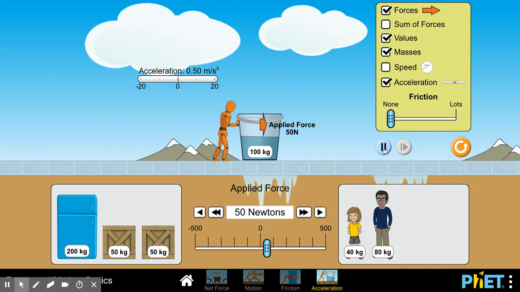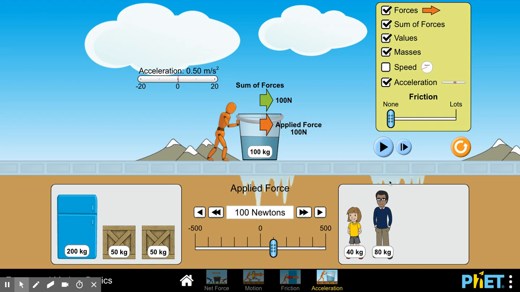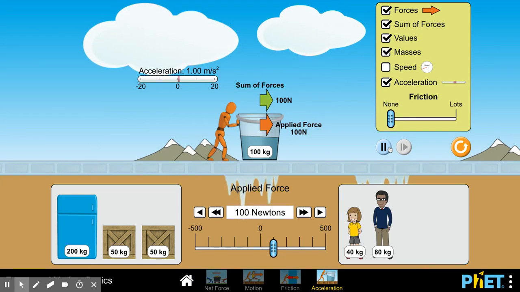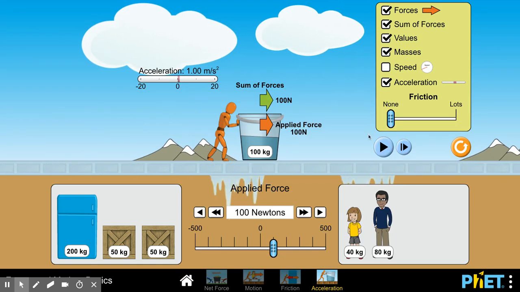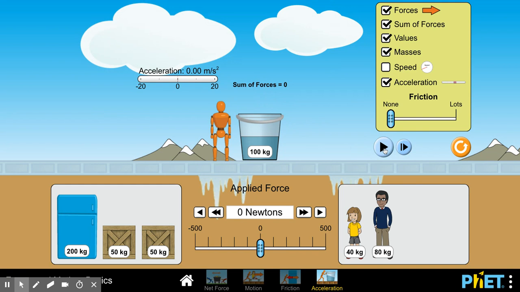All right, I think when it runs, it gets a little weird there. I have a net force of 50 newtons. I can even see it if I do the sum of forces: 50 newtons, and the acceleration. Then I can do 100 newtons and see what the acceleration is. All right, I can do 150 newtons. Oh, I think it blinked out on me there.